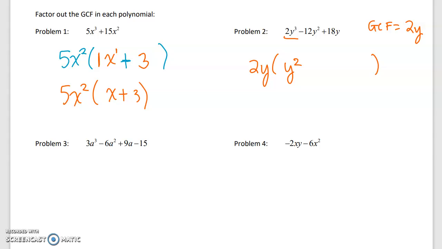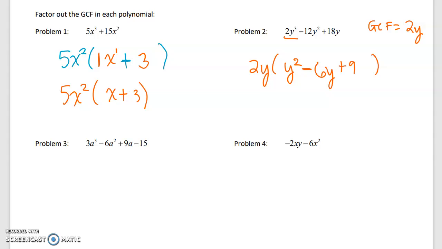For the middle term, negative 12y squared, I would have a negative. 12 divided by 2 is 6. Y squared divided by y is y. And my last term, 18 divided by 2 is 9. Y divided by y is 1. And so I'm going to leave this as a plus 9.